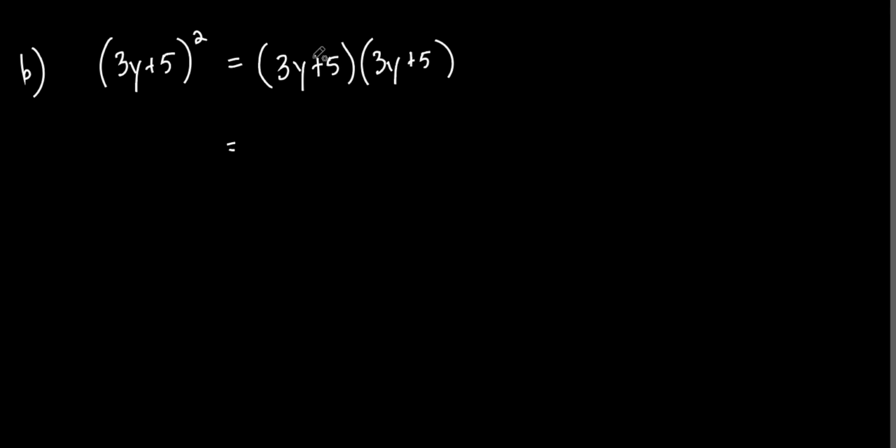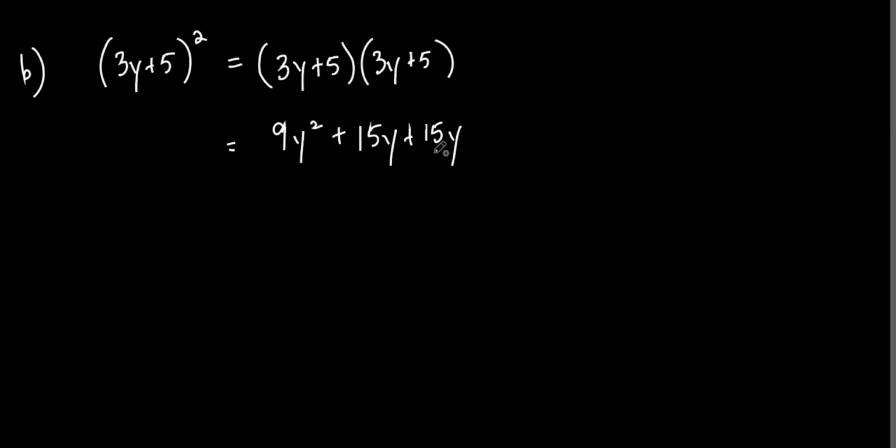Let's watch. Now I know how to do this. I'm going to do the FOIL method, or the distributive property. So 3y times 3y gives you what? 9y squared. So far it looks like it would work, correct? Plus what? 3y times 5, which gives you 15y. And then you've got another 5 times 3y, which is another plus 15y.